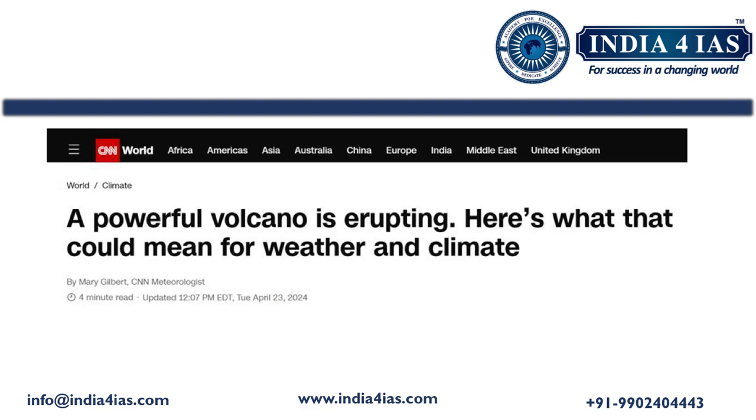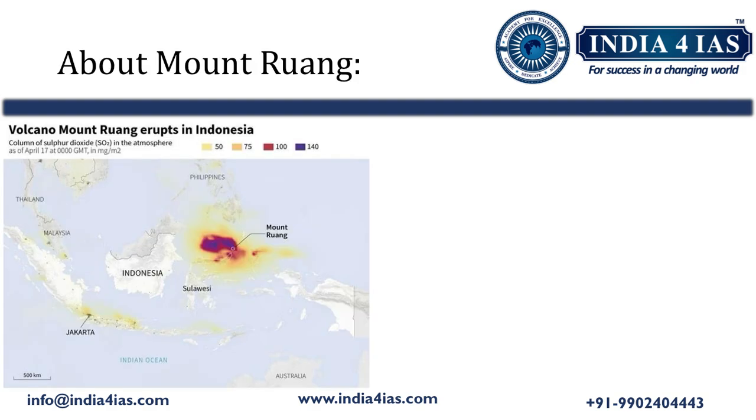There is a probability of this volcanic eruption impacting the weather and climate for both the short term and the long term. Coming to the day-to-day weather conditions near Mount Ruang, it is significantly affecting them. Now we will briefly study about Mount Ruang.